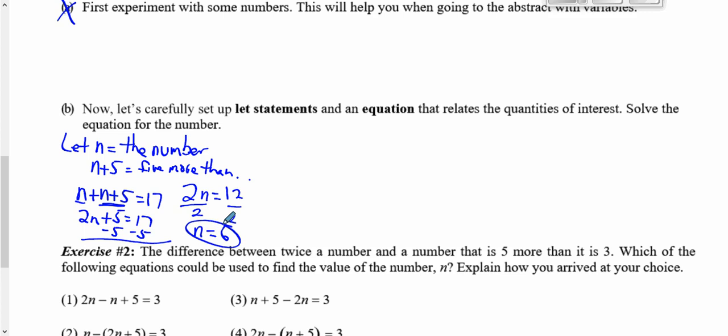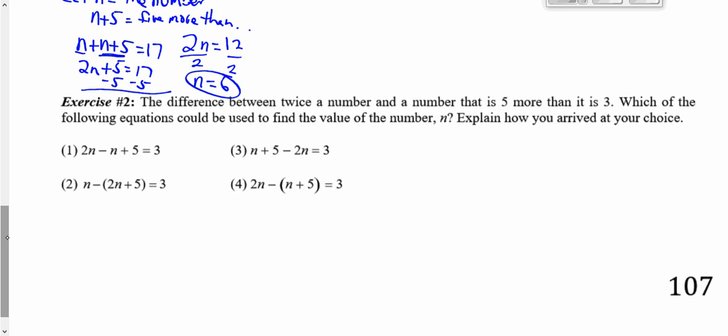Do 6 and 11 add to 17? Where's your check? Okay. What? I just did the check for you by thinking it through. Okay.